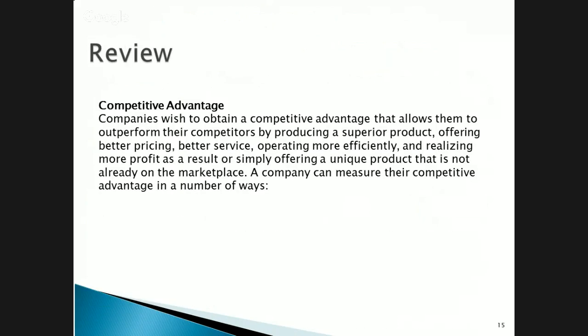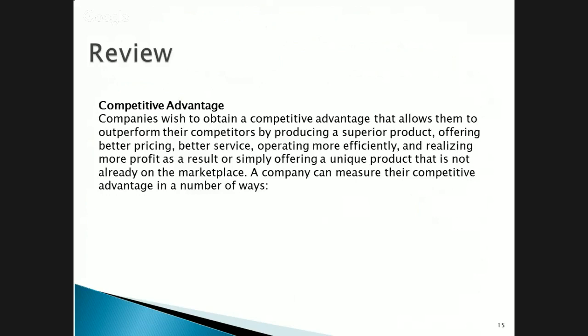Okay, so a quick review for you guys. Competitive advantage. So companies wish to obtain a competitive advantage that allows them to outperform their competitors by producing a superior product, offering better pricing, better service, and operating more efficiently, and realizing more profit as a result, or simply offering a unique product that is not already in the marketplace.